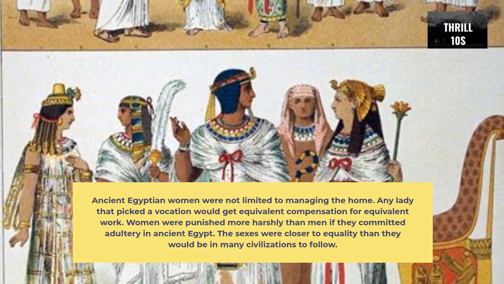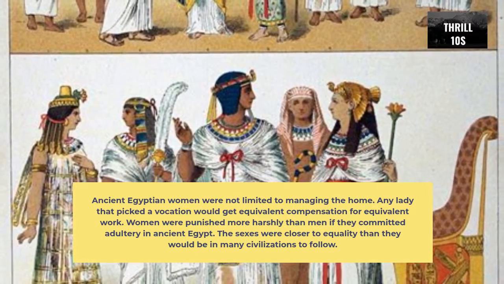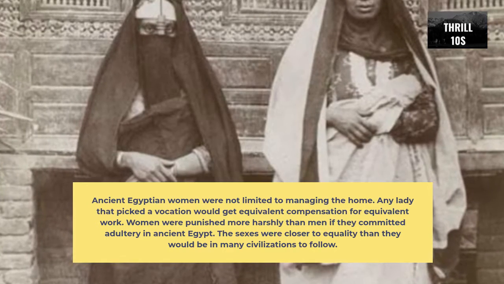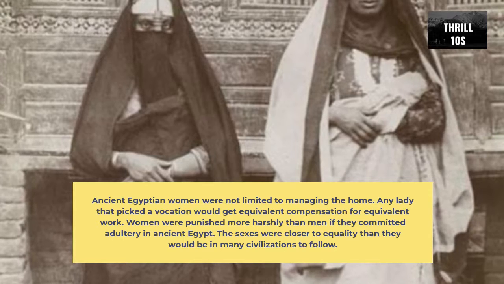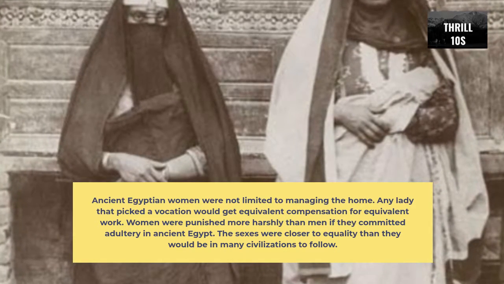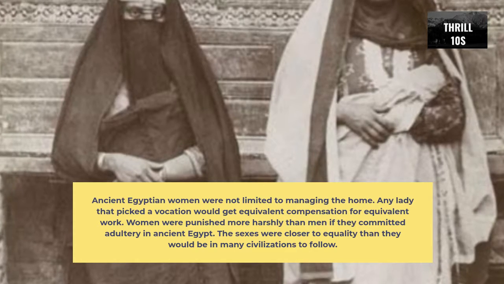Although the sexes were closer to equality in ancient Egypt than they would be in many civilizations to follow, things were not perfect. Women were punished more harshly than men for committing adultery. An adulterous man was forced into a divorce, but the woman was believed to receive punishments as extreme as execution.